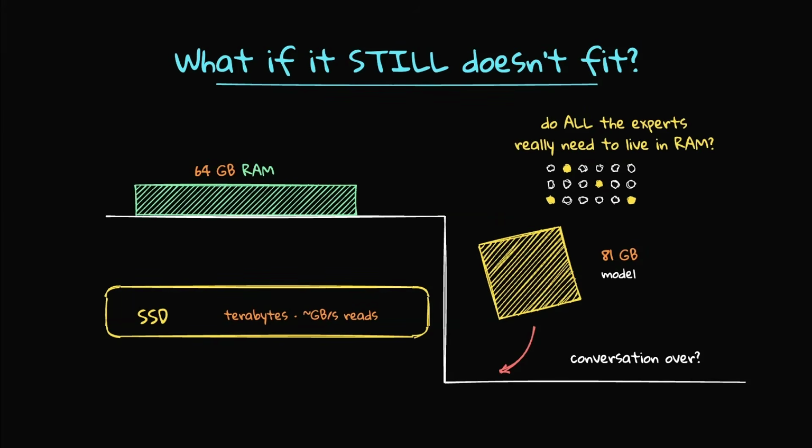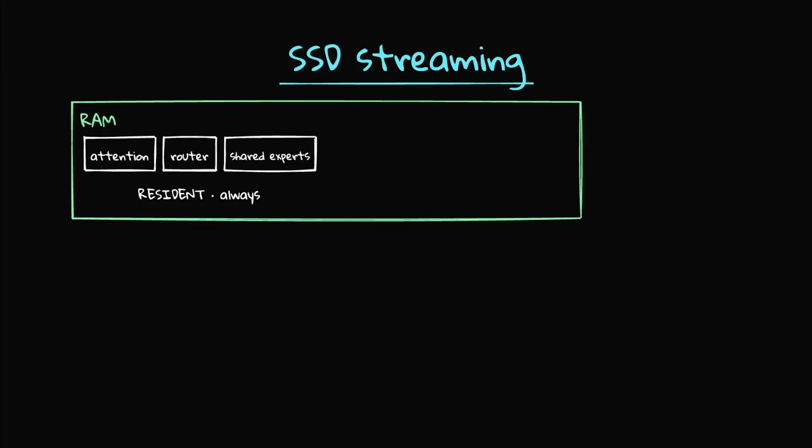So here's the question: do all those routed experts actually need to sit in RAM, or could they live on disk and show up only when they are called? So this is SSD streaming, and it's actually a pretty interesting part that you definitely want to understand. In streaming mode, the load-bearing weights, which are attention, router, and shared experts, sit permanently in RAM.